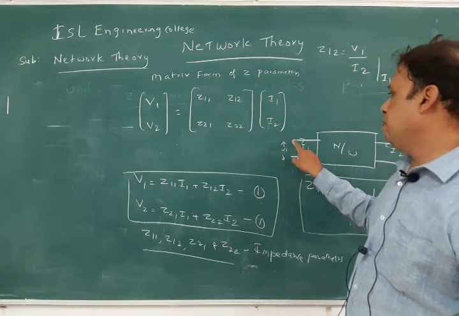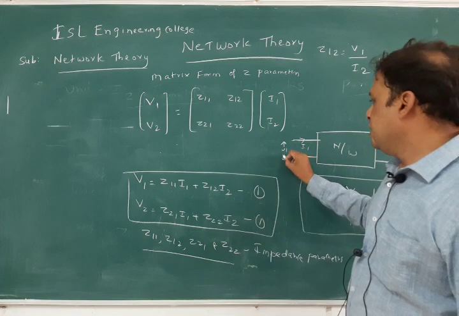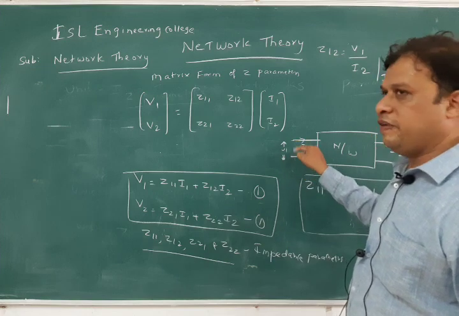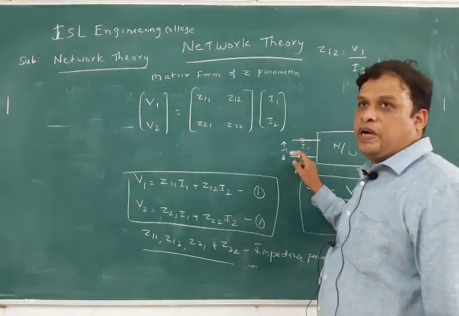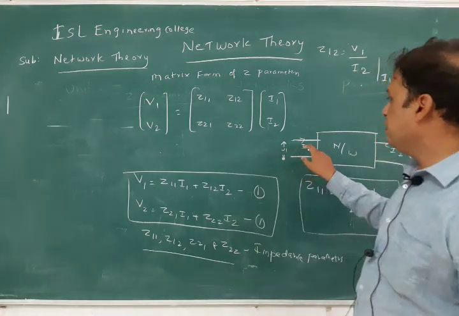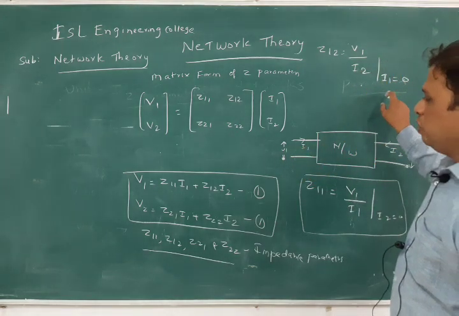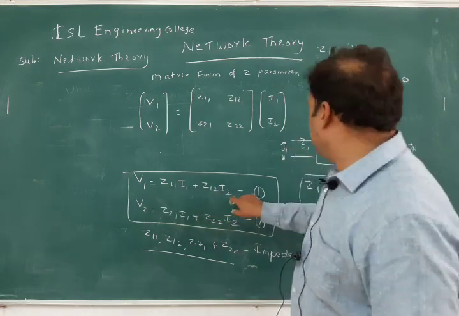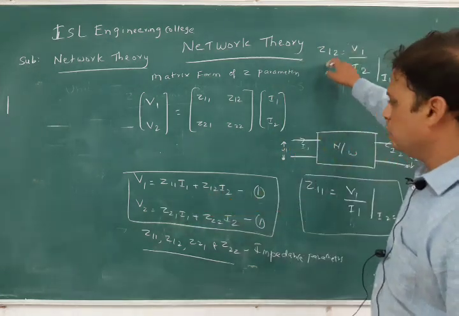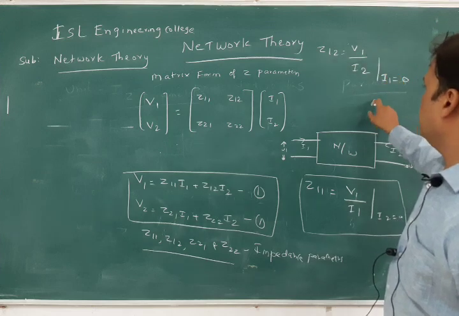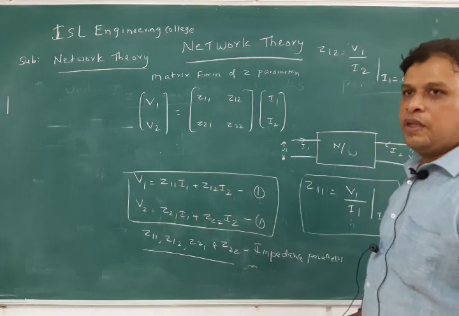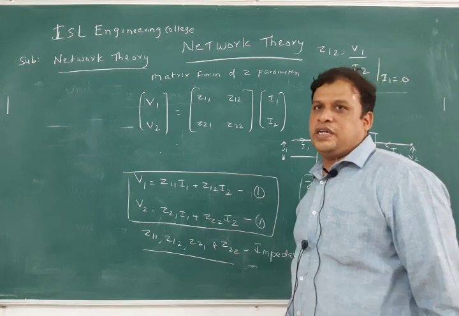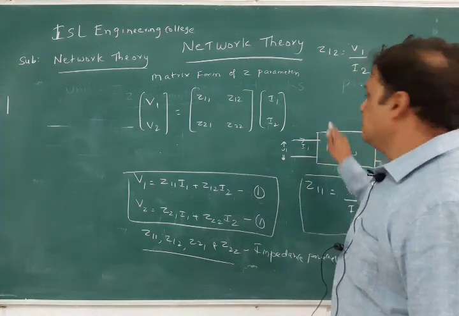So V1 will be measured here, and here it is not shorted. If it is shorted, then current can flow, but it is open, so the current cannot flow here. So I1 is equal to 0 here. If you put I1 equal to 0 in this equation, then V1 is equal to Z12 I2. From that equation you get Z12 equals V1 by I2 at I1 equals 0. Okay, I think you understand what Z11 and Z12 are.